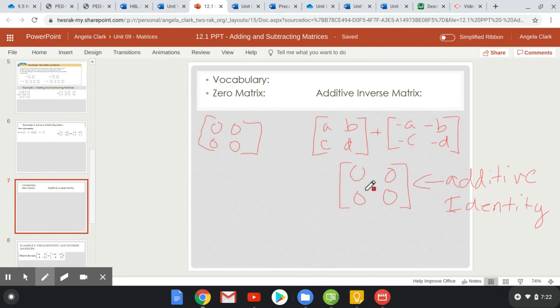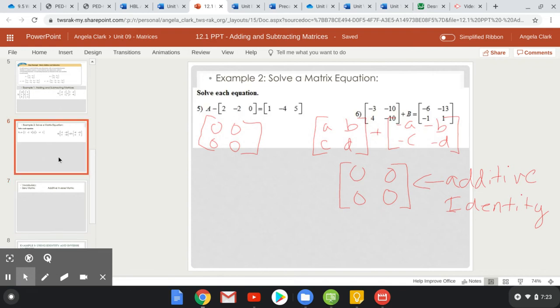And that's going to be important, and we'll talk about that in more detail in a bit. Okay, so we have an additive inverse that's just changing all the signs, and we have the additive identity where if we add something with its identity, it's not going to change, and that's the zero matrix. So with all of that being said, let's go back to this slide, which is about solving matrix equations.